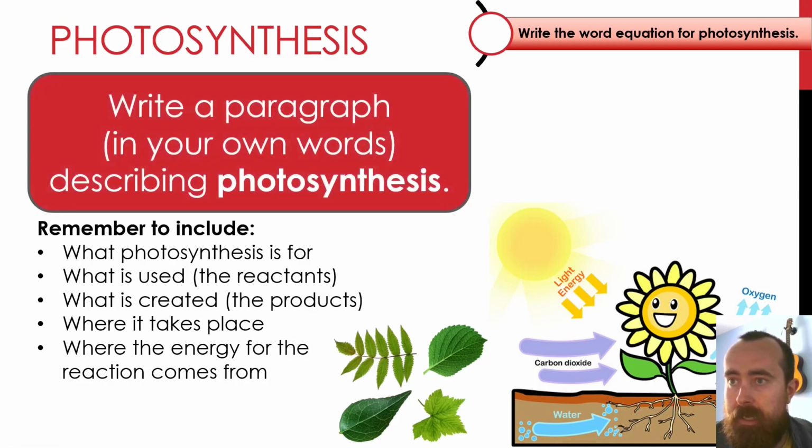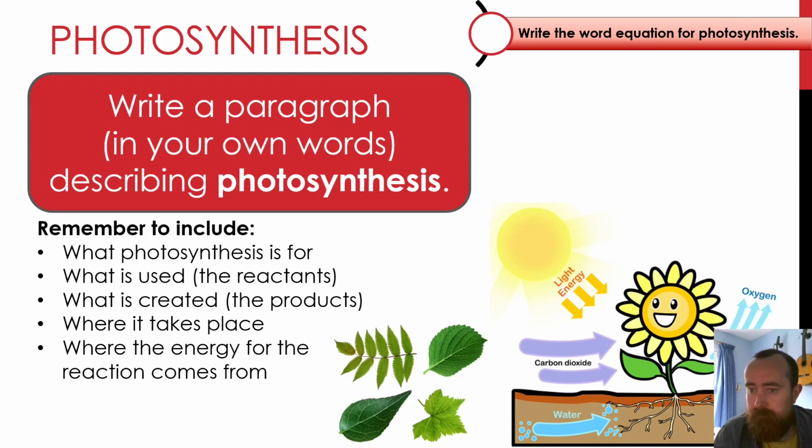So I'd like you to have a go at this. Again, you can pause the video to do this. I want you to write a paragraph in your own words describing what photosynthesis is. You should make sure to include these things. What is photosynthesis for? What is used? So what are the reactants in the reaction for photosynthesis? What is created? What are the products? Where does it take place? And where does the energy for the reaction come from?